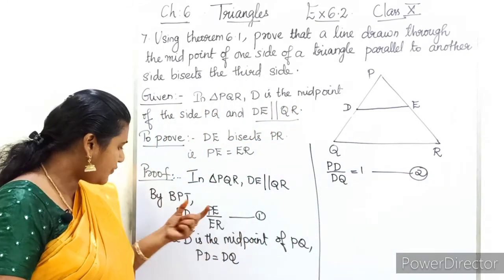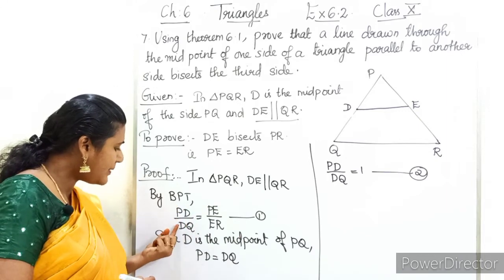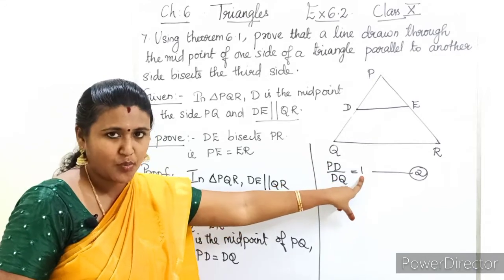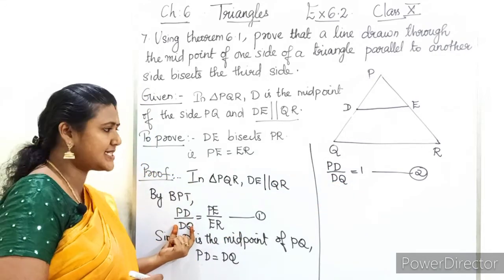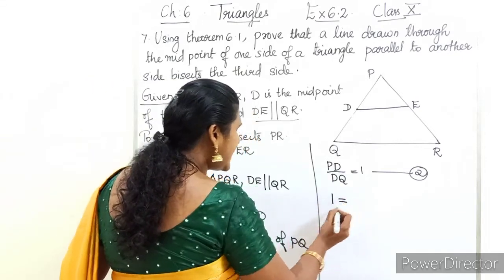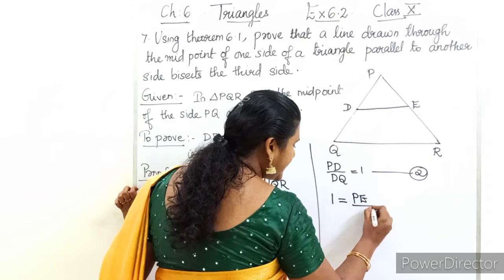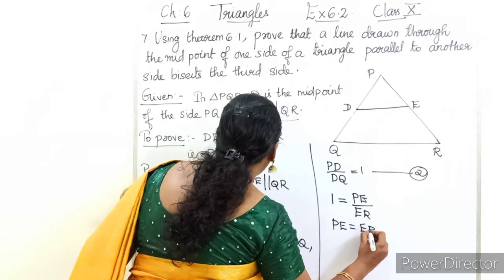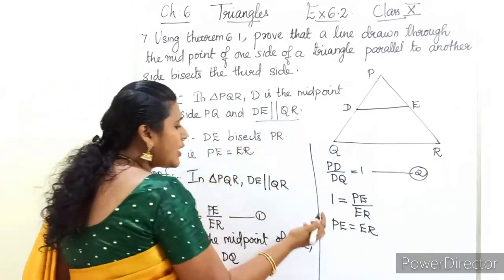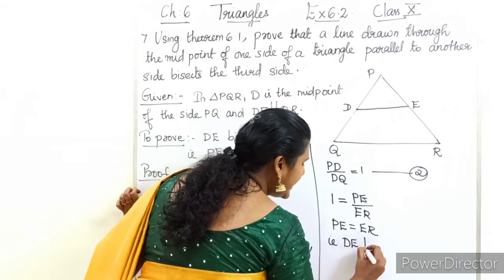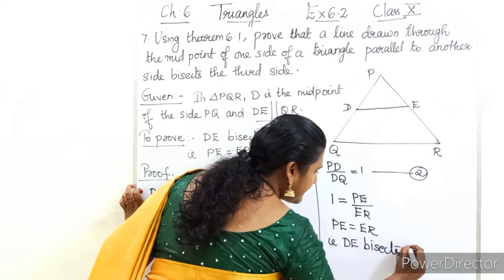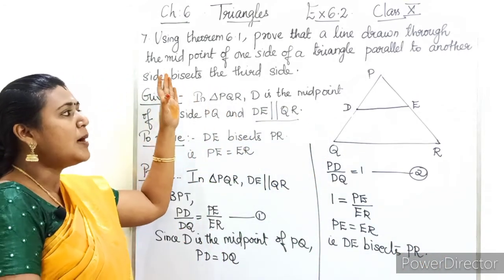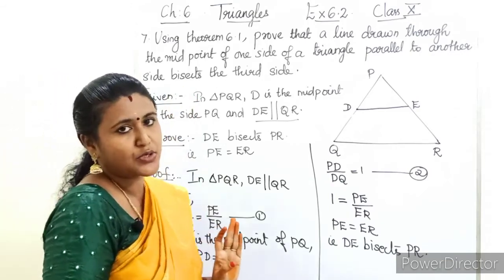Now you see, in first equation we have PD by DQ. In that place what value we can substitute? 1. From equation 2 we got PD by DQ is equal to 1. That value we are going to substitute in first equation. So we will get 1 is equal to PE by ER. Now we will cross multiply. So we will get PE is equal to ER. So what is its meaning? Line DE bisects PR. So this is how you have to prove. So we have proved now midpoint theorem using basic proportionality theorem.